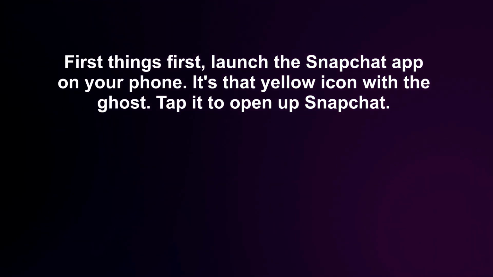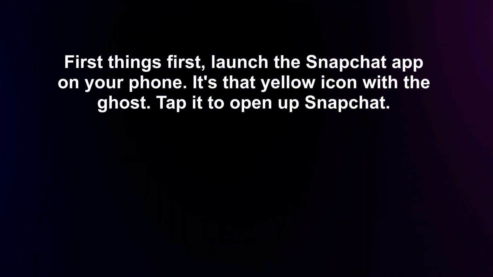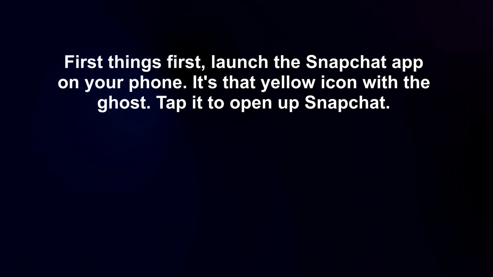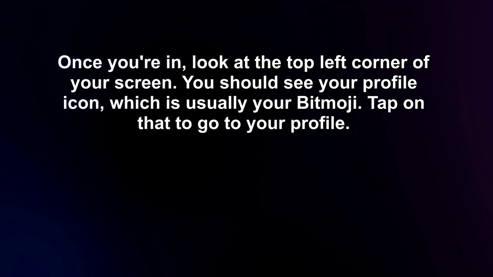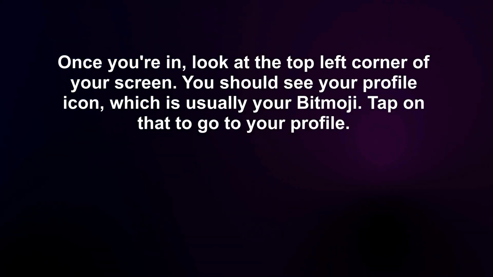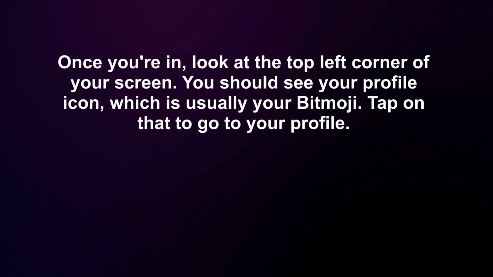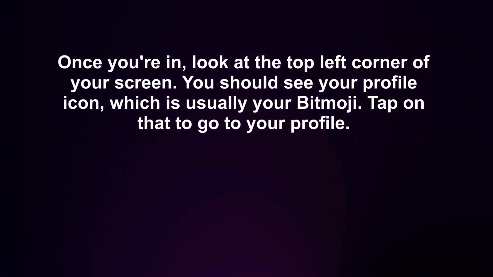First things first, launch the Snapchat app on your phone. It's that yellow icon with the ghost. Tap it to open up Snapchat. Once you're in, look at the top left corner of your screen. You should see your profile icon, which is usually your Bitmoji. Tap on that to go to your profile.